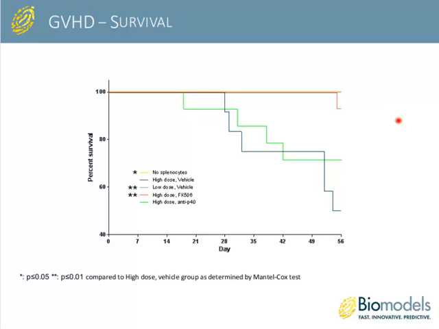But if you look at survival, it does actually have some effect. Unfortunately, the anti-P40 didn't have a significant effect. You could argue maybe that's reduced mortality, but it's not significant.